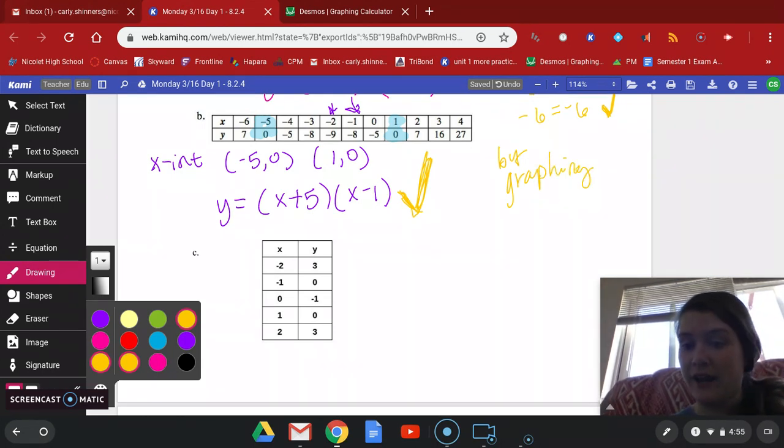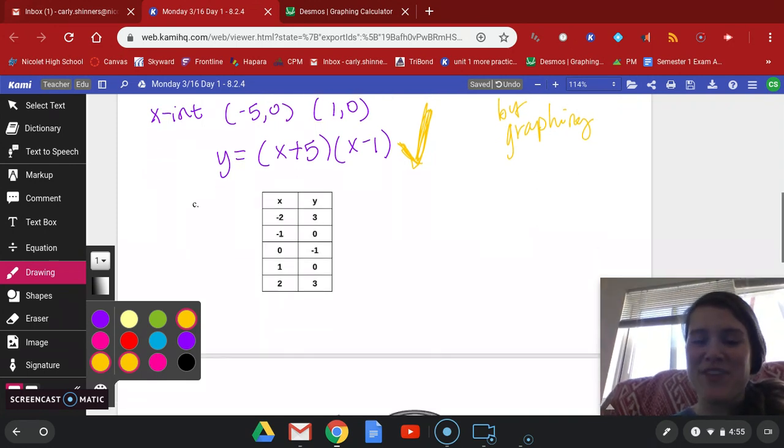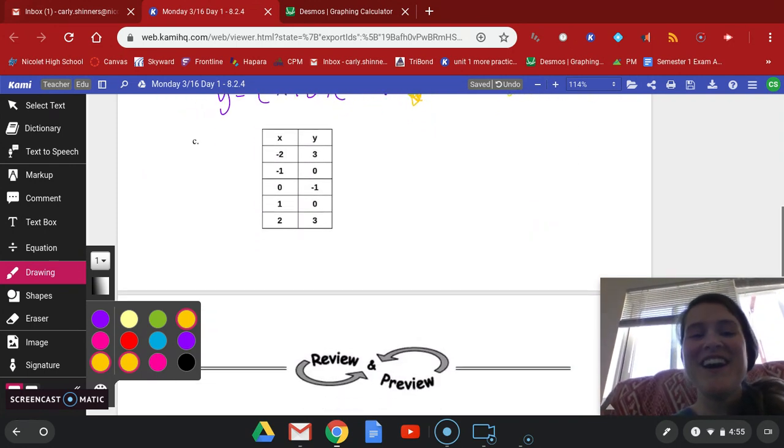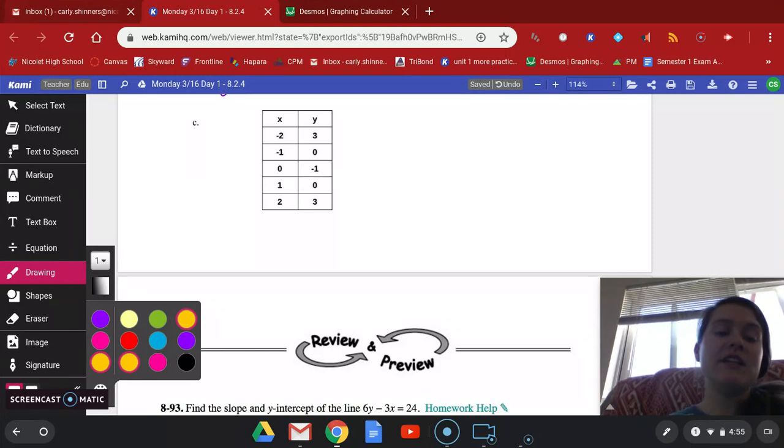Ooh, that's bad handwriting. I'm still working on my Cami handwriting. I have more empathy for you guys. It's a little bit challenging. It's a work in progress.